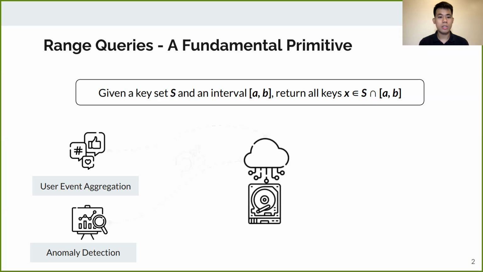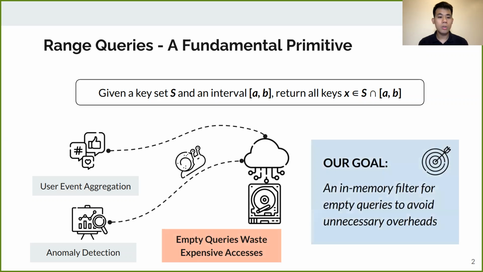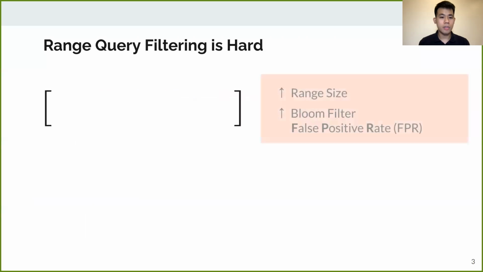Executing such range queries on large datasets is difficult, as they typically require expensive accesses to slow storage, and these costs are incurred to no benefit if the query turns out to be empty. Therefore, our goal is to create a memory resident filter for empty range queries that can help to avoid unnecessary overheads. Filtering range queries is a difficult problem.